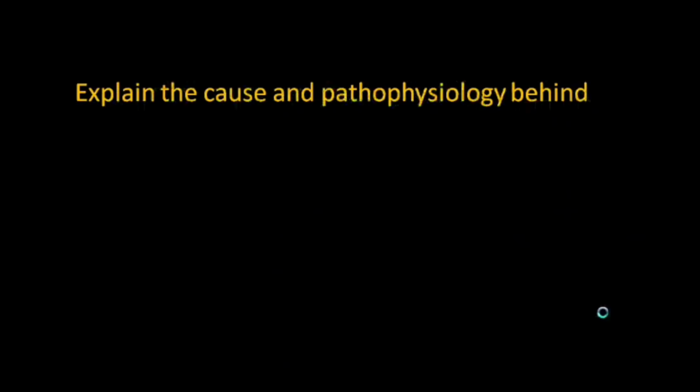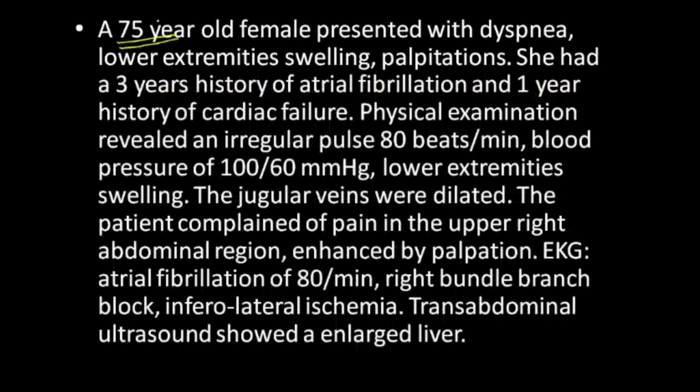So first of all, the age is advanced, 75-year-old female. She has problems with dyspnea, lower extremity swelling and palpitation. All this points towards some cardiac abnormality. So this has something to do with heart failure. They have given that she had a history of atrial fibrillation. Directly they have given cardiac failure, fine. So heart failure is now confirmed with the history.